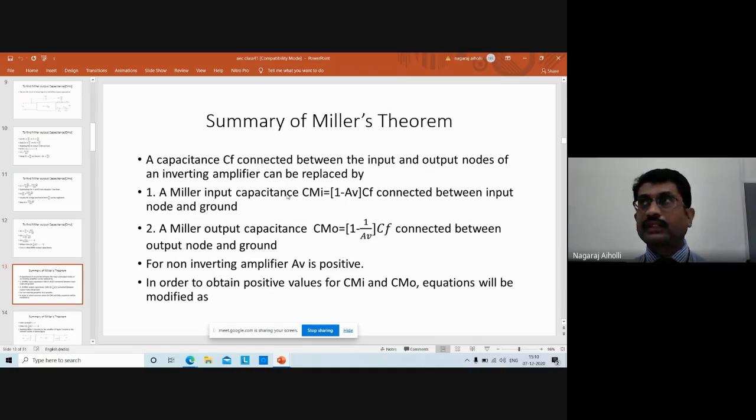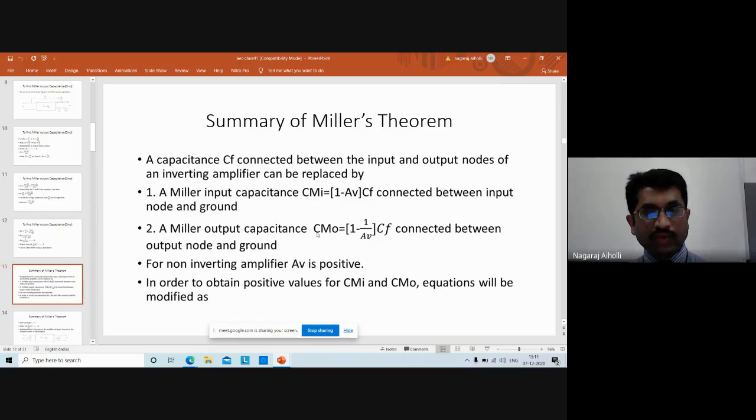What is the summary of Miller's theorem then? The capacitance CF which is connected between input and output node, that is feedback capacitance, will be converted as Miller's input capacitance connected between input terminal to ground, and Miller's output capacitance connected between output terminal to ground. What is Miller's input capacitance? CMI is equal to 1 minus AV into CF. Then Miller's output capacitance CM0 is equal to 1 minus 1 upon AV into CF.